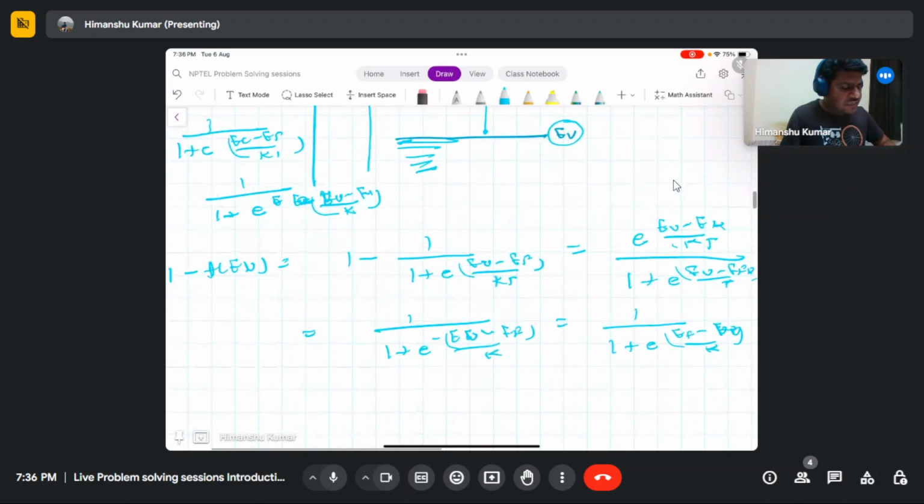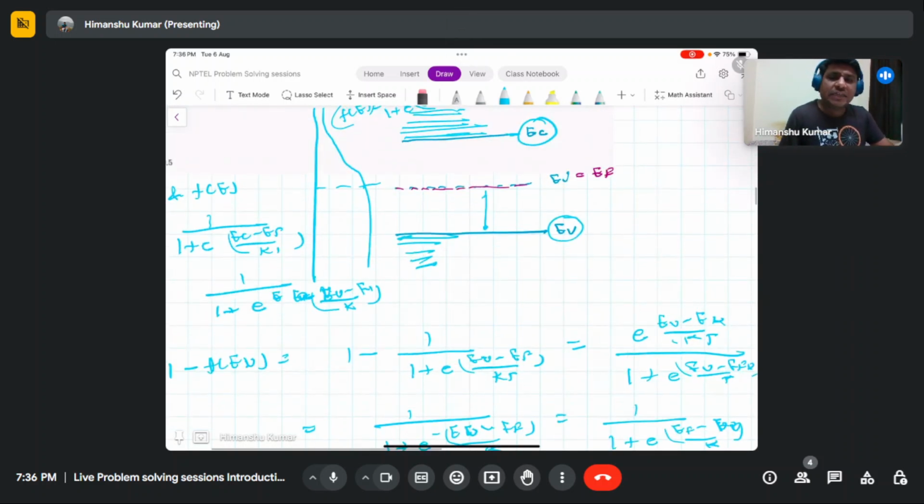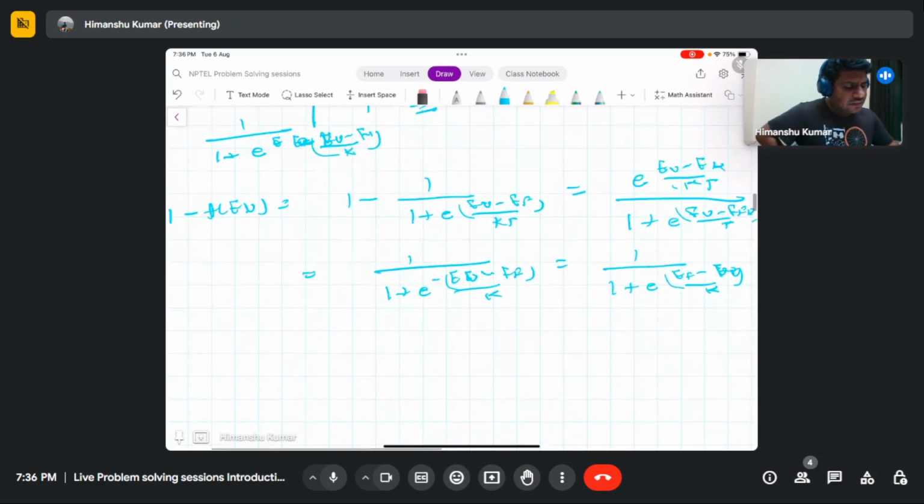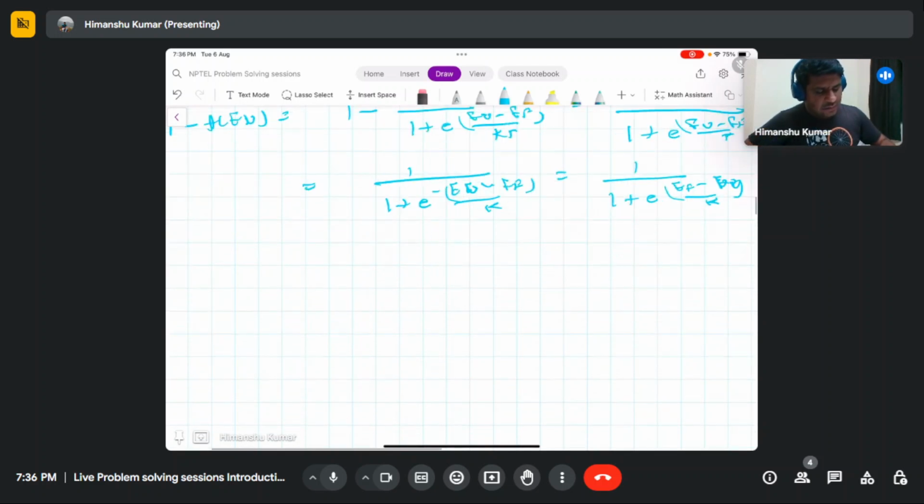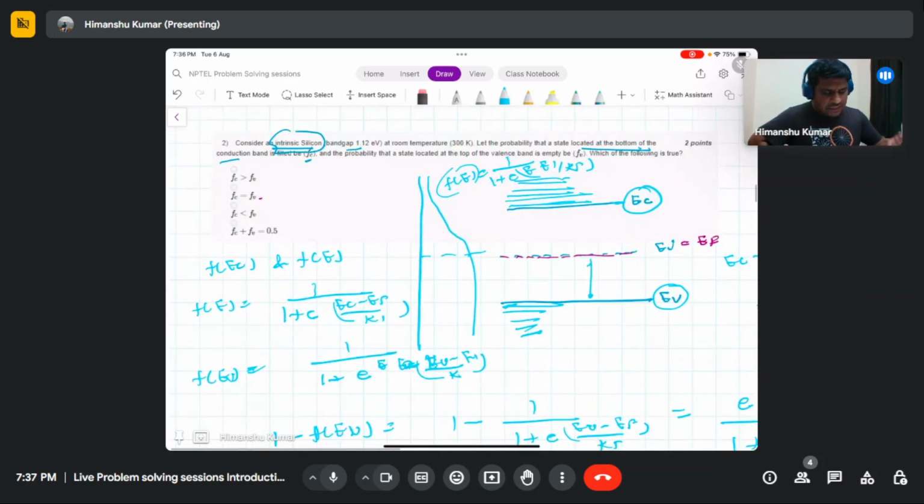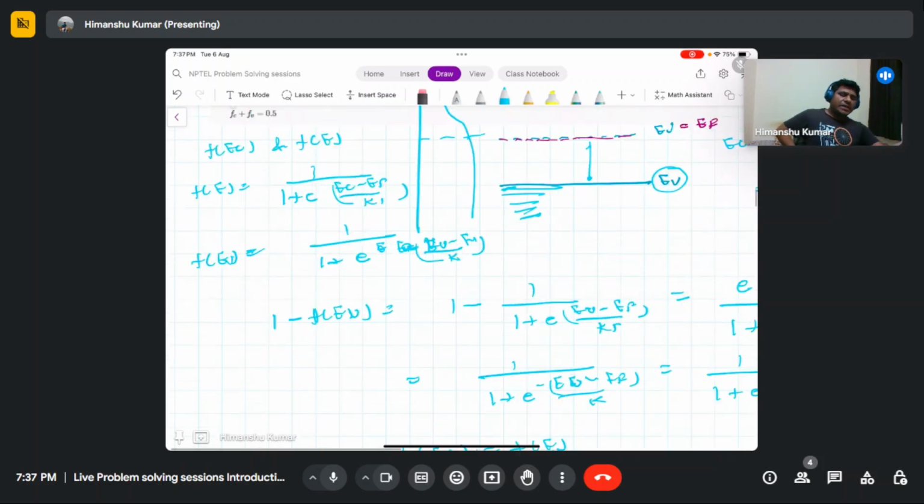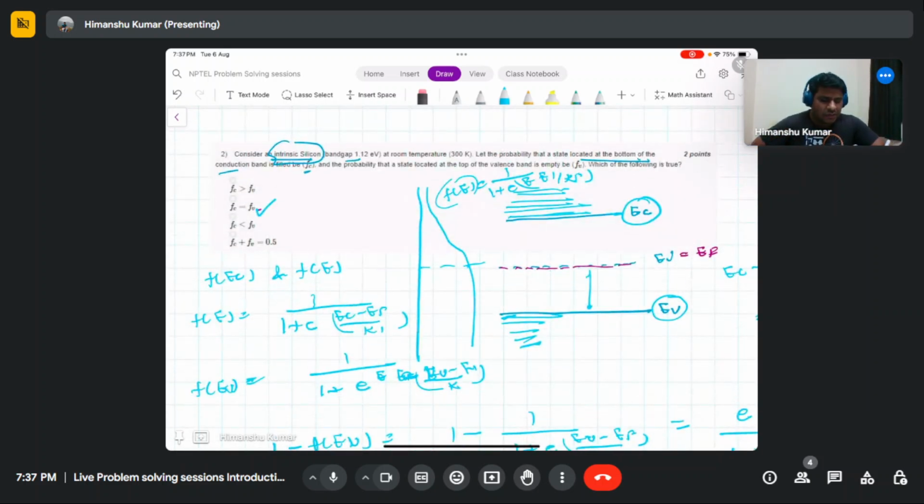In the intrinsic semiconductor, the Fermi level lies within the band gap. So EC minus EF equals EF minus EV, which is around 0.56 electron volt. If you put that in, then the probability of occupying EC equals the probability of not occupying EV. So the probability of not occupying EV is roughly equal to the probability of occupying the conduction band. The correct answer will be fC equals fV.